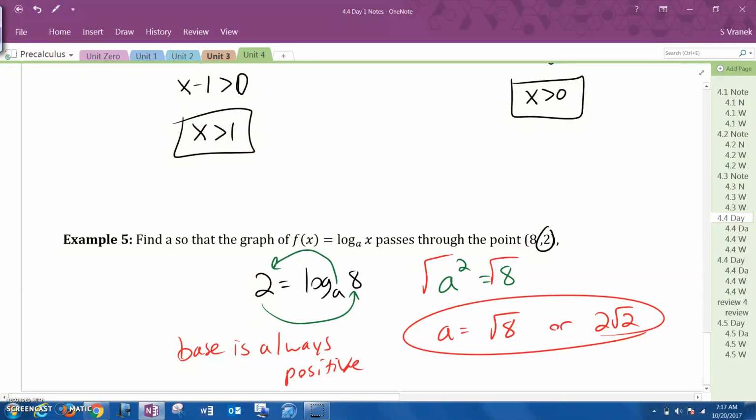Okay, so really the key here today is please practice going back and forth between the forms. That's the most important thing from the worksheet today.